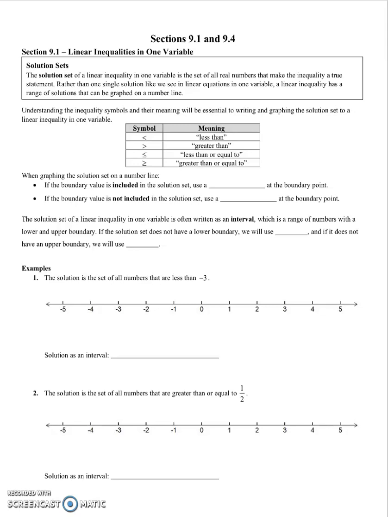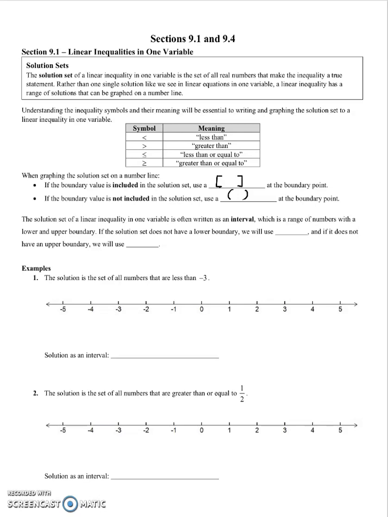So we have to understand the inequality symbols and their meaning so that we can write and graph the solution set. The symbols are listed in this table, and you can reference those. When graphing a solution set on a number line, if the boundary value is included in the solution set, use square brackets at the boundary point. If the boundary value is not included, we use regular parentheses at the boundary point.